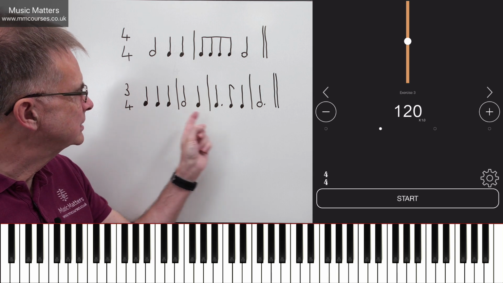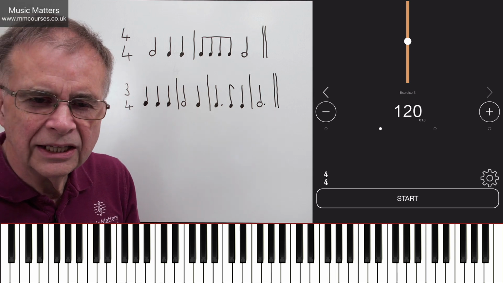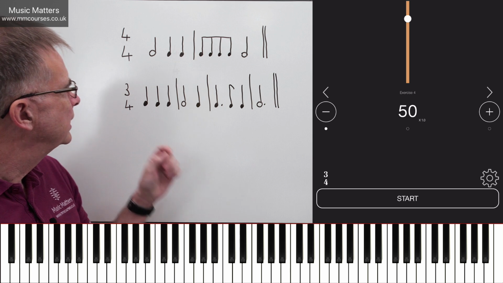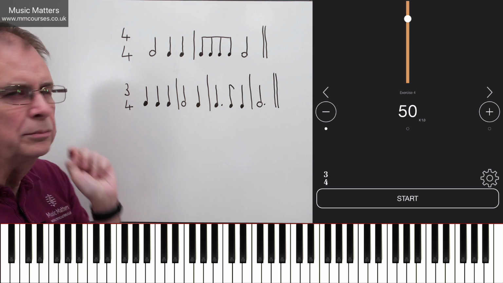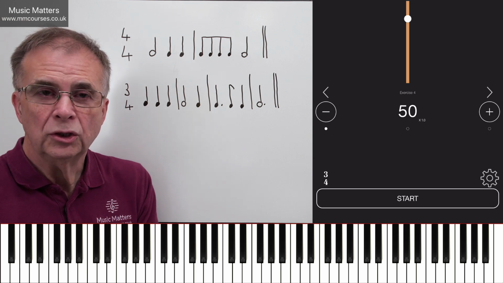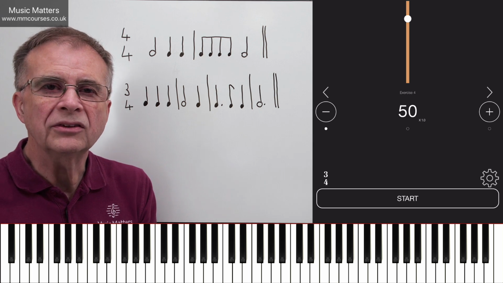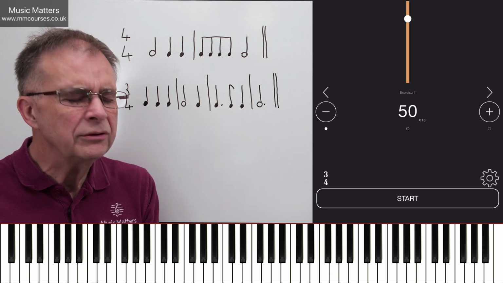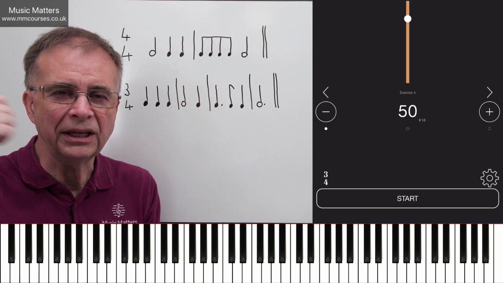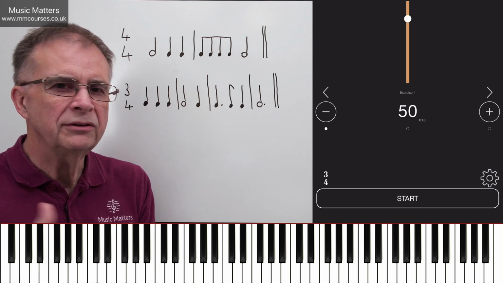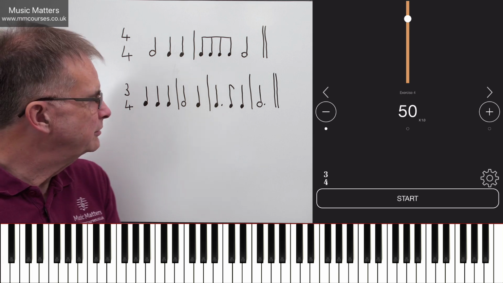Well, there's a second exercise on the board, and I just wanted to do this because this time we're changing to 3 beats in a bar. We're still doing crotchet beats or quarter note beats, so that's just the same. But now we've got used to counting 4 beats in every bar. We're now going to shift to counting 3 beats in every bar.